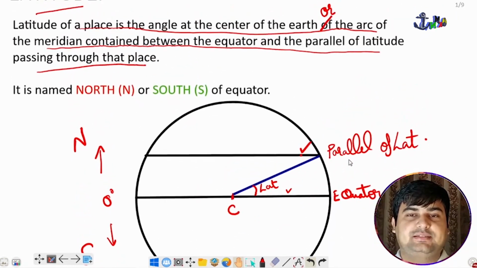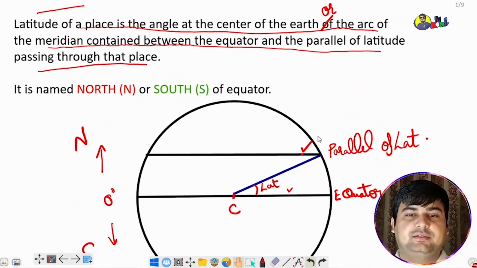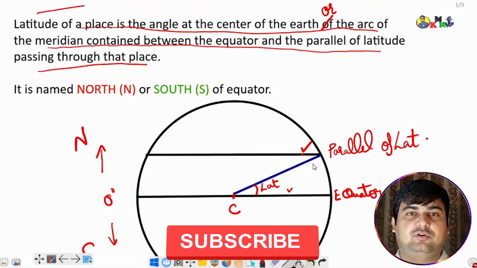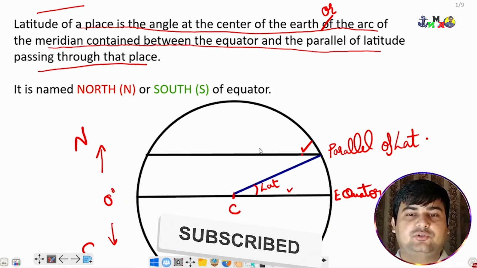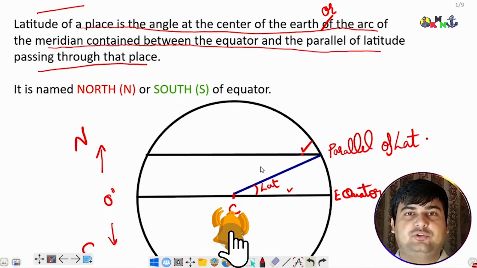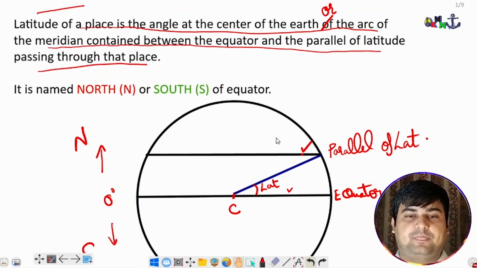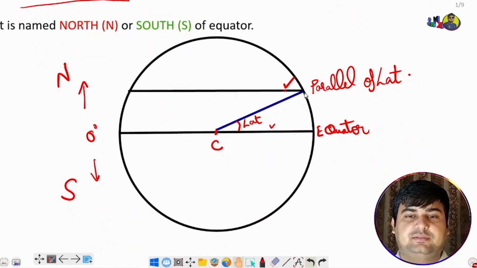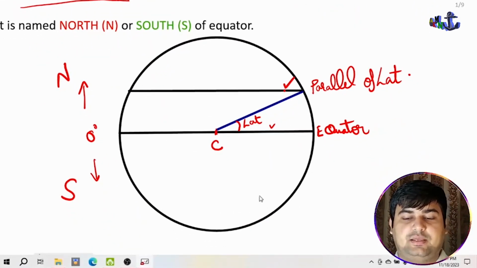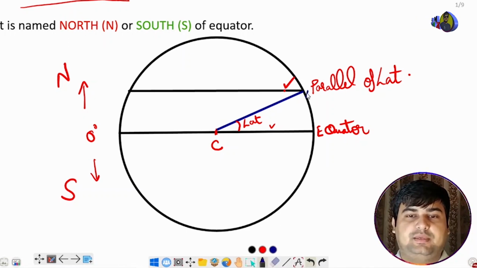Okay. And what else it is saying, or the arc of the meridian. So these parallel lines to the equator are called parallel of latitude. In similar way, the longitudinal lines are called meridians. These longitudinal lines which are running from north to south, those are called meridians. So this is one meridian, and from this parallel of latitude, this point, we can mark it from A to B. So this is an arc of the meridian.